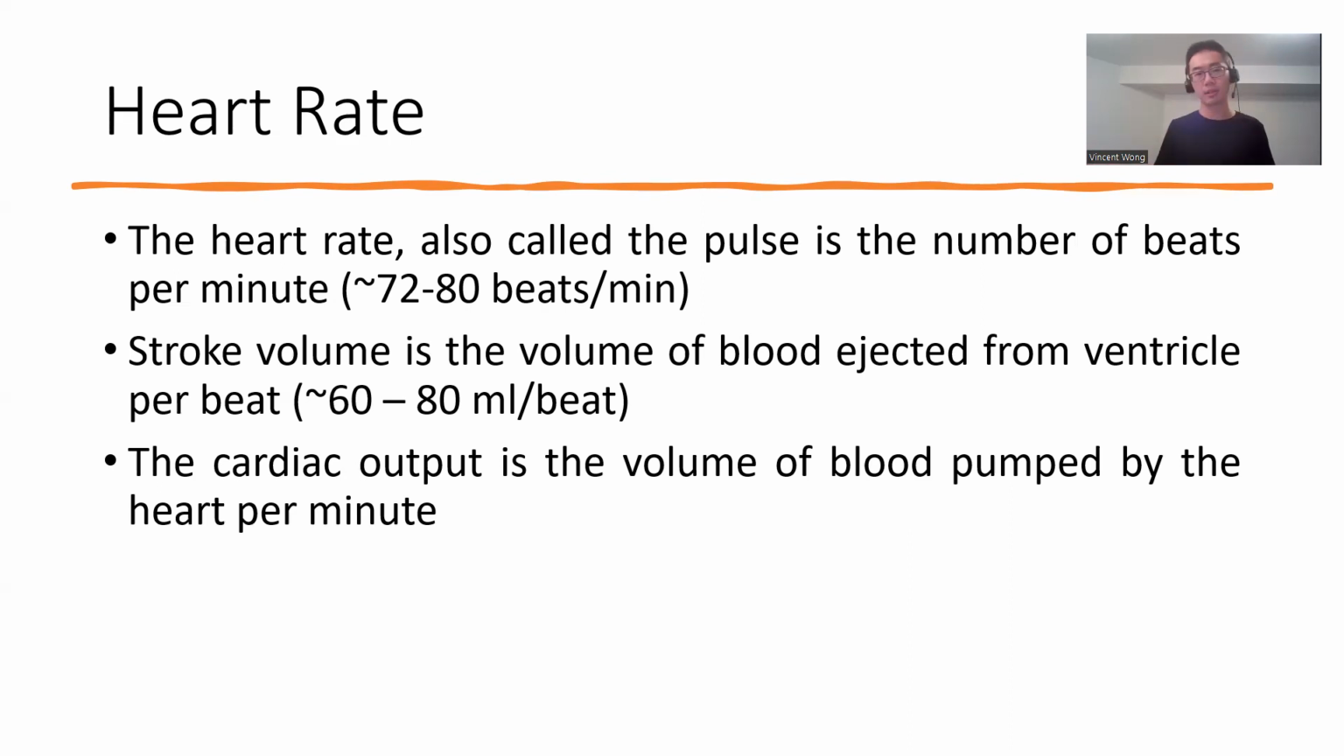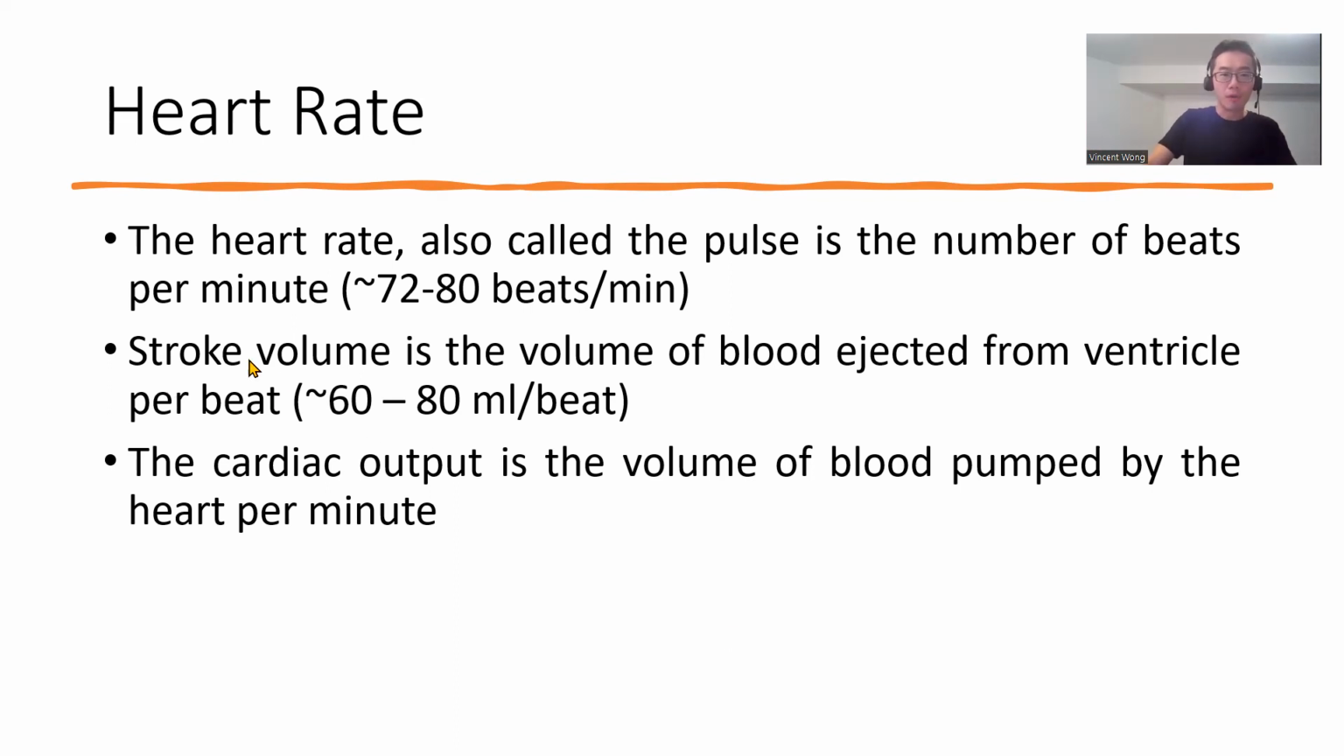It depends on the person, like 72 to 80 beats per minute. But if you're physically fit, your resting heart rate could be as low as 60. It depends on whether you're standing or sitting or whether you are stressed out. It depends on a lot of things. So it's a wide range, but that's the typical heart rate.